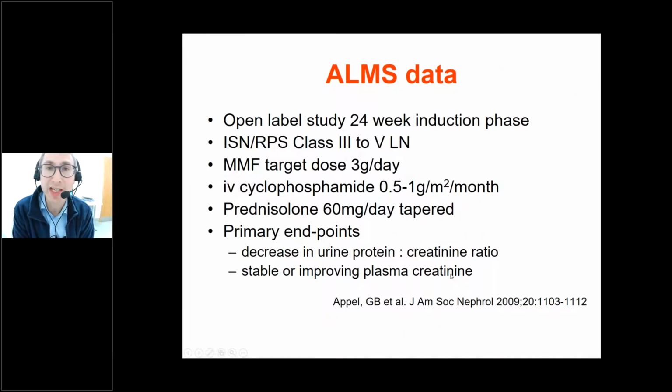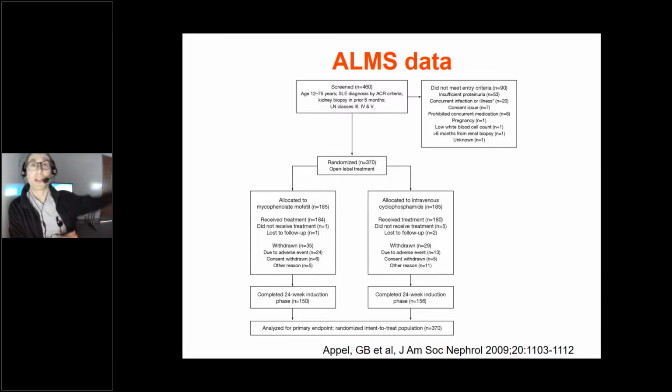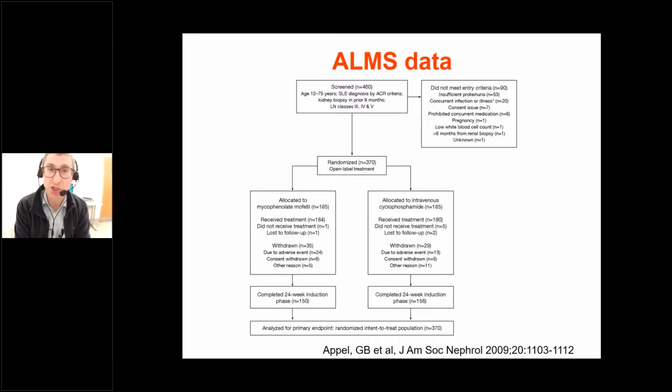So where do we get some of the data? Well, one of the first was the open label study called ARMS of class 3 to 5 lupus nephritis, where patients either had 1.5 grams twice a day of MMF or intravenous cyclophosphamide up to 1 gram per meter squared per month, with corticosteroids at high dose at 60 milligrams, which was tapered. This was one of the first studies which involved children, so adolescents between 12 and 18 were also included. You can see that 370 patients were randomized into the MMF or cyclophosphamide group, and about 150 in each arm completed the first 6 months.